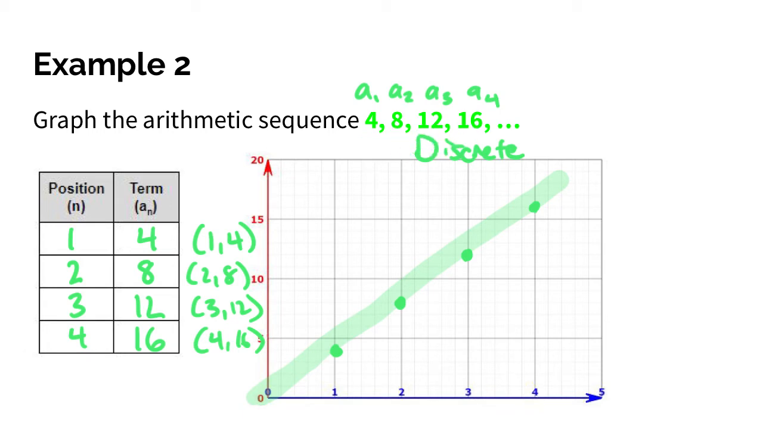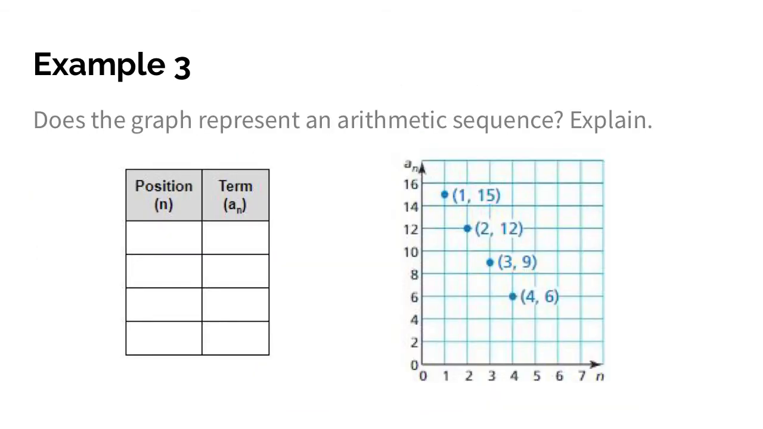But again, how does this relate to what we've been talking about? An arithmetic sequence represents a linear function. All right, so the same example in reverse. Now you're given the points on a graph, and I want to know, does this represent an arithmetic sequence? So if I look at the points, I have the points 1, 15, 2, 12, 3, 9, and 4, 6. So does this represent an arithmetic sequence?